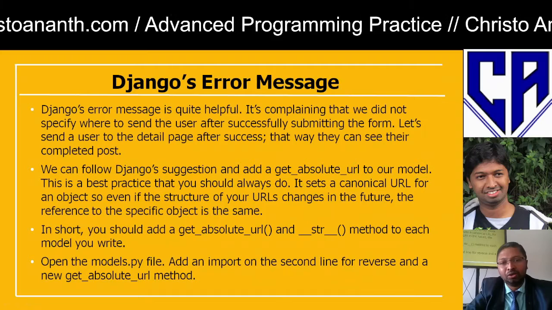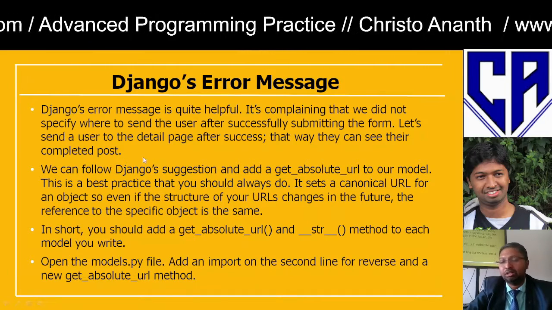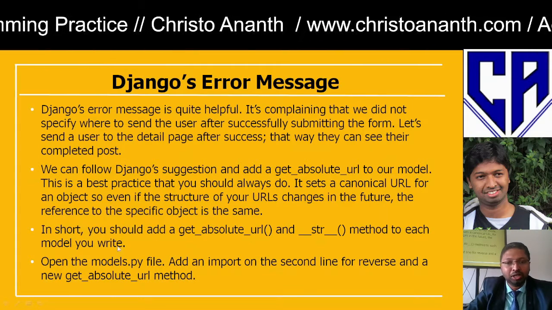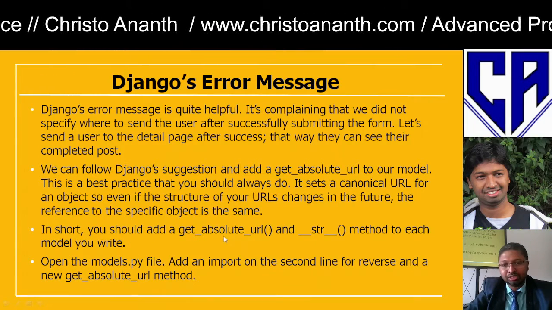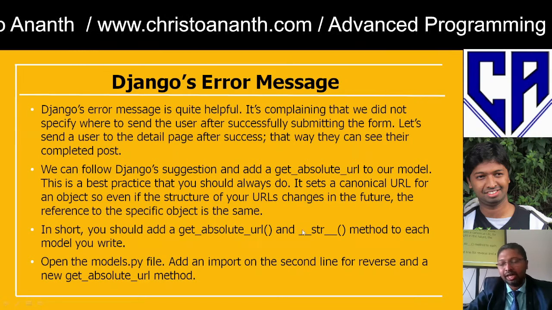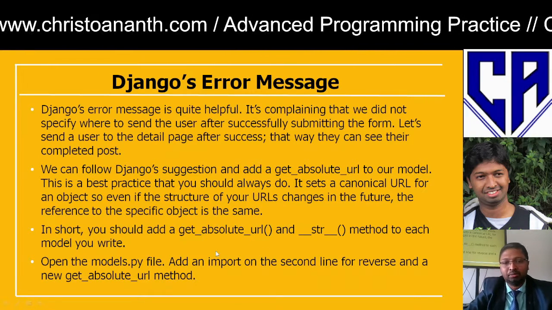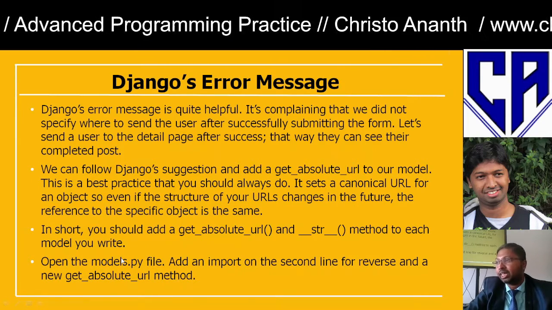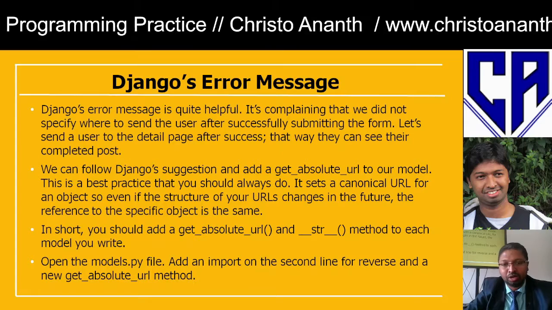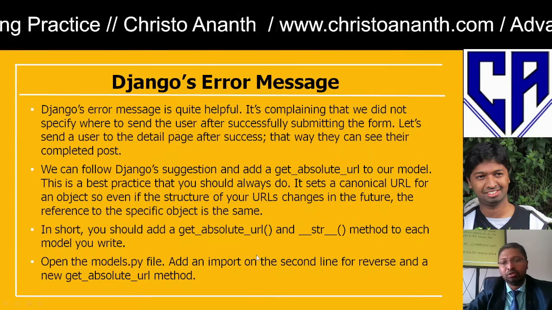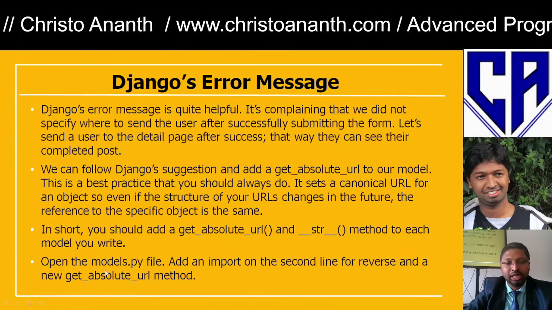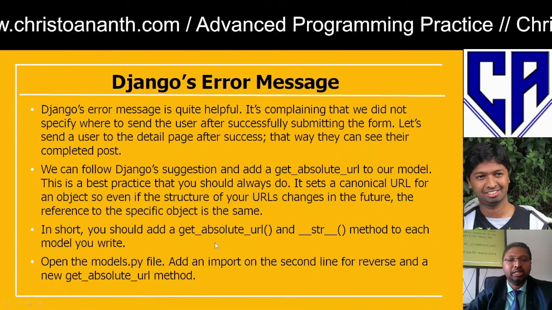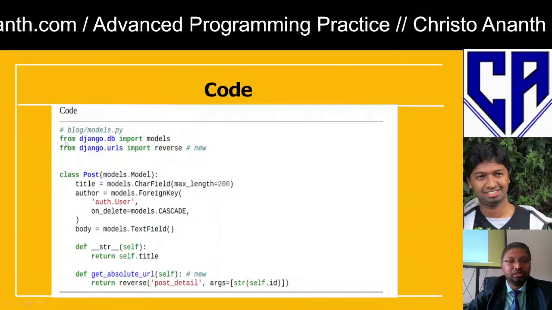So maybe we will follow accordingly with the Django suggestion about how to get the absolute URL to the model. So what you try to do, you add these 2 things, get_absolute_url and then the str method, to each of the models that we write. This is a small one-time change that you have to do. So you open this models.py file and you have to import reverse on the second line. And you include both the things, get_absolute_url and then the str method. Okay, so this is what you are going to do.